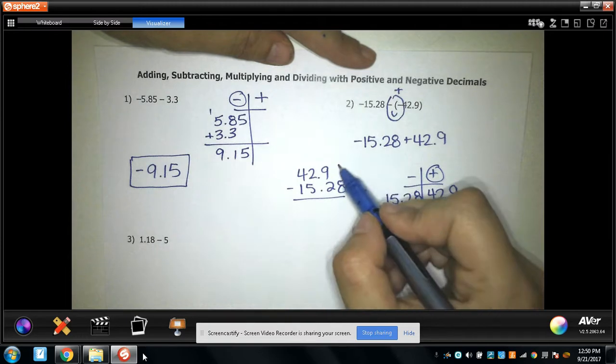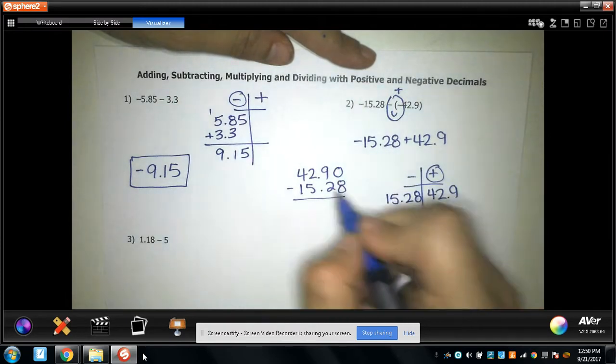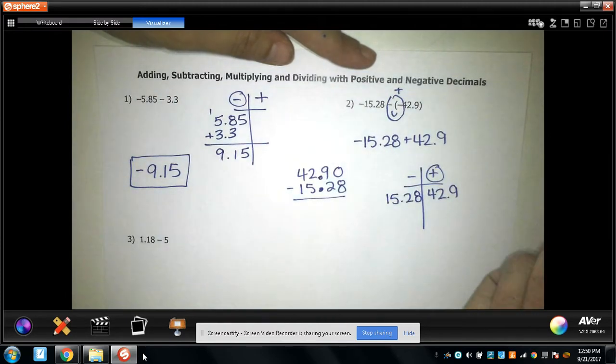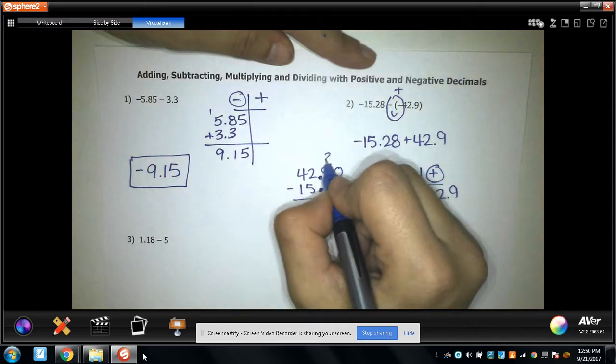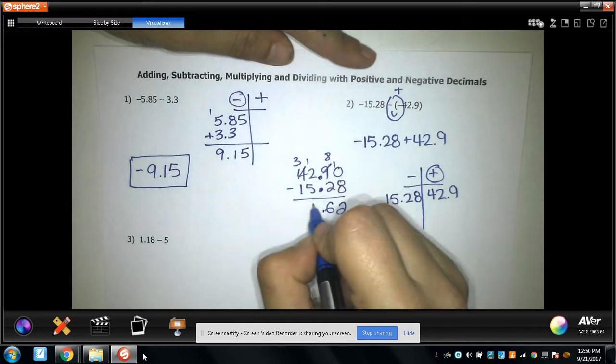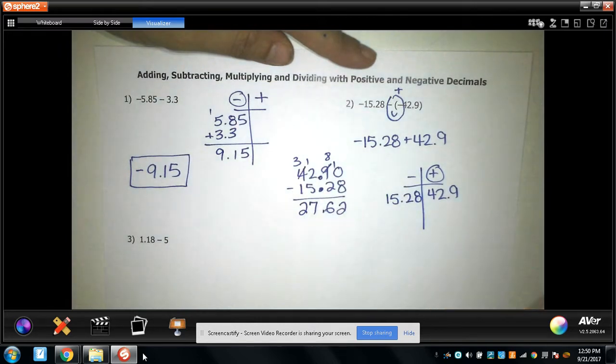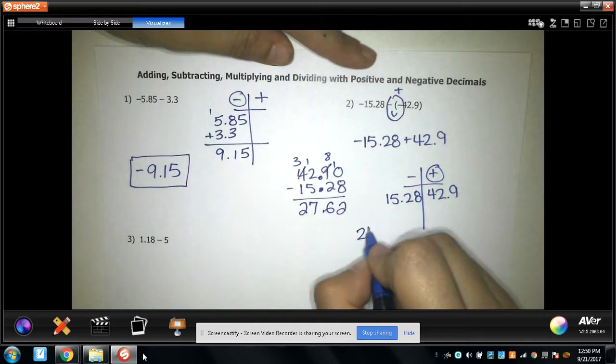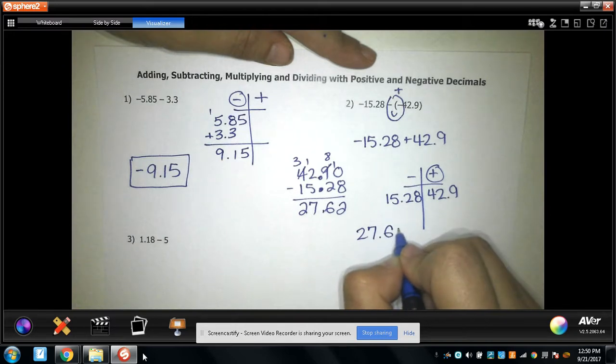Whenever there's a gap over here, you need to add a 0. Just make sure your decimals are lined up before you start the problem. I have to borrow. So my answer is positives win. So my answer is positive 27.62.